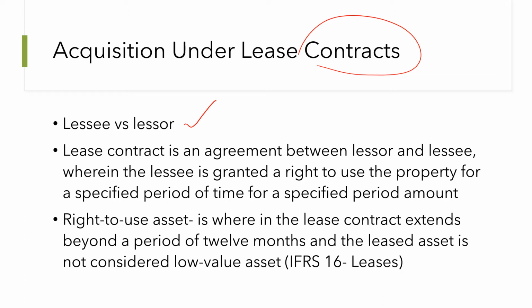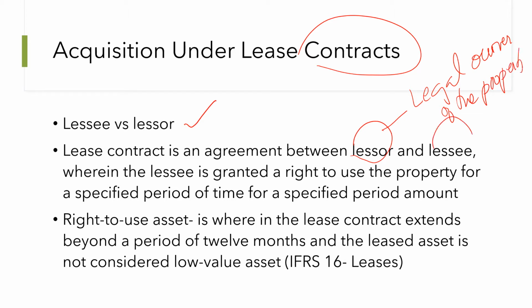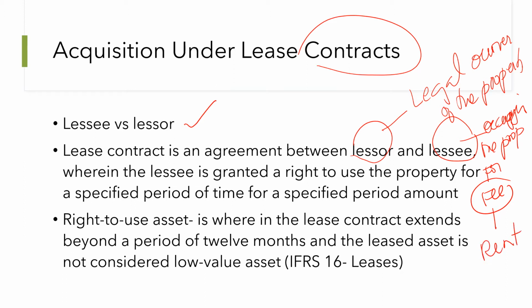So a lease contract is an agreement between the lessor and the lessee. The lessor is the real owner, the legal owner of the property subject to lease. And the lessee is the one occupying the property for a fee. So yung fee, ito yung lease amount, o itatawag natin na rent. If the lease is for a short period of time, ang tawag natin dun is operating lease.